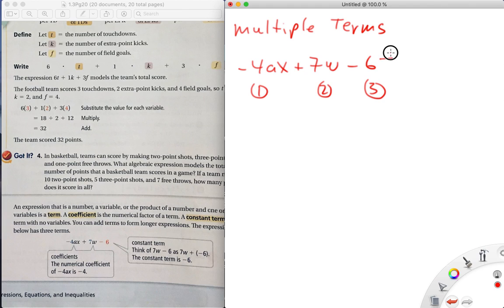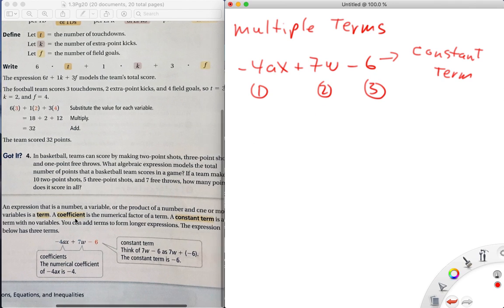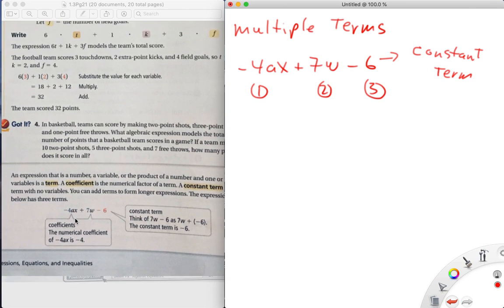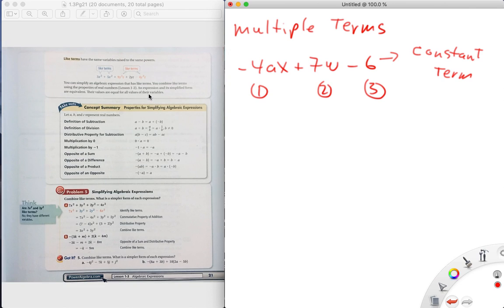And this would be called a constant term. And a constant term is just a constant or number all by itself, not multiplying anything. Although technically you can say it's multiplying something if you wanted to. But we won't go there right now.